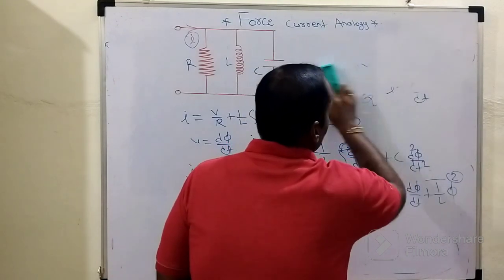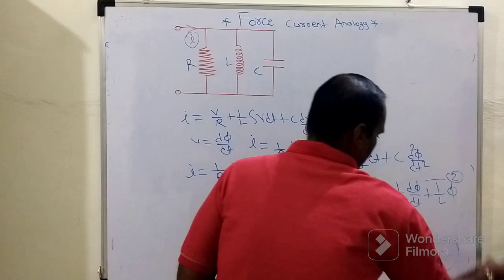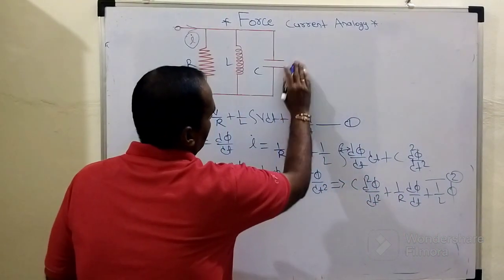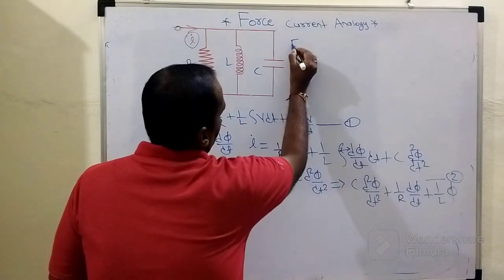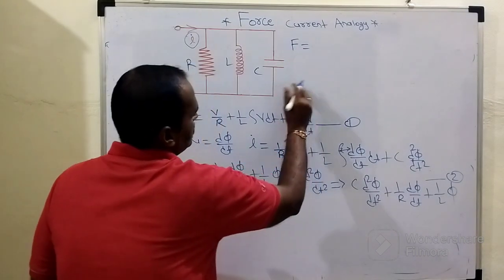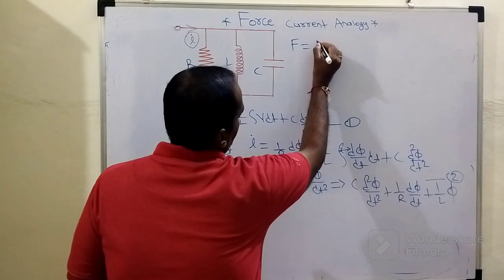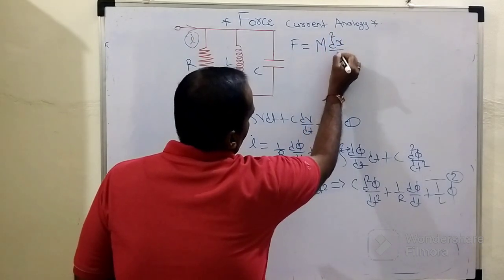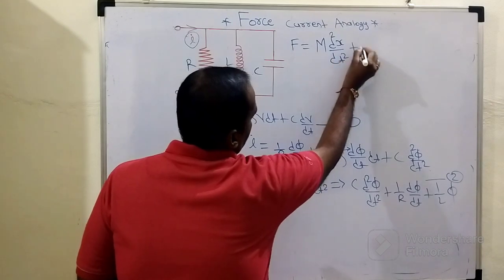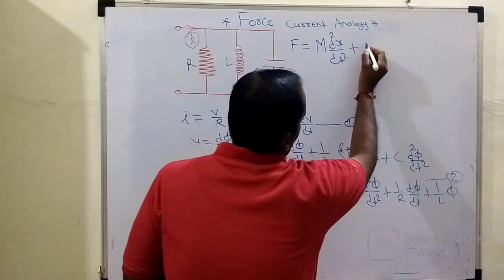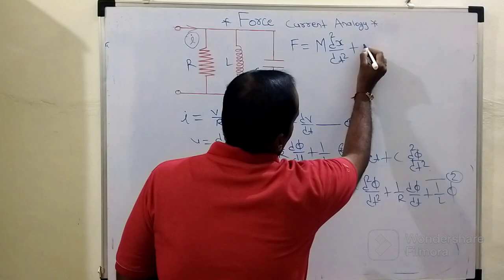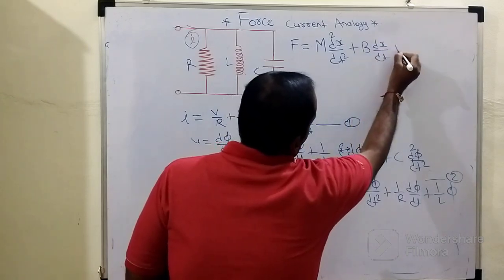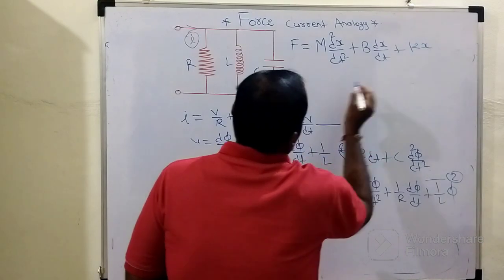At the same time, we need to recall the basic force equation of the mechanical system. F equals the force equilibrium equation for mass, M into d square x upon dt square, plus the equilibrium equation for viscous friction or damper, B into dx by dt, plus for the spring, K into x.